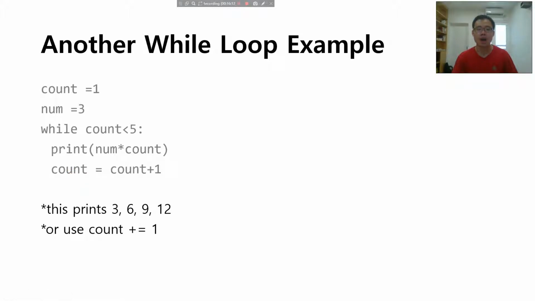Well, when count is 5, 5 is not smaller than 5 because it's equal to 5, and the while loop will stop. Instead of using count equals count plus 1, you can also use count plus equal to 1, which is a simpler way of writing the increment statement.